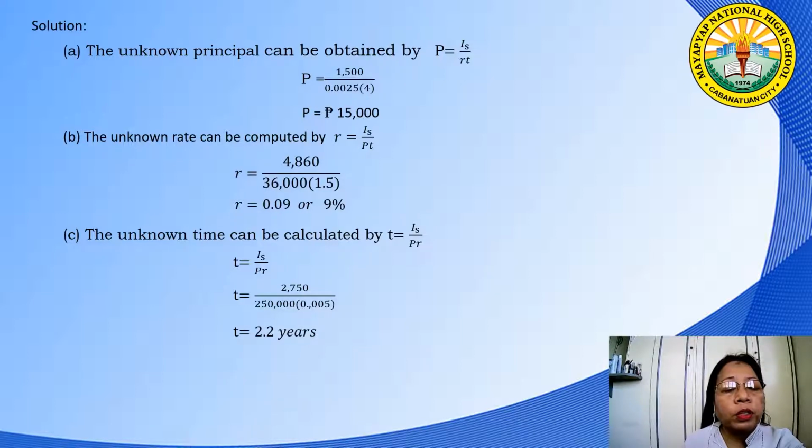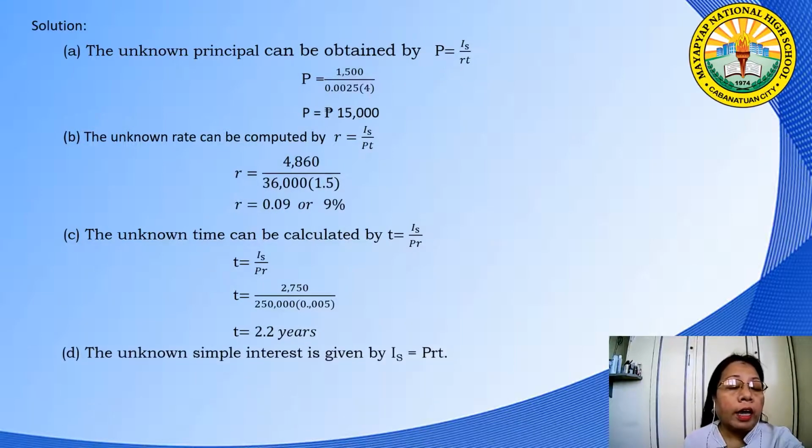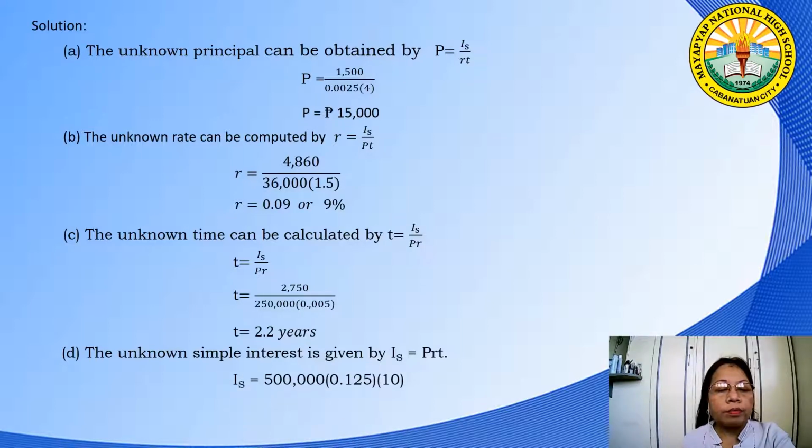And for the unknown simple interest, given the formula I sub S equals PRT, replace the principal, then the rate, which is expressed in decimal, then the time. So that gives you the product, the interest is 625 pesos.